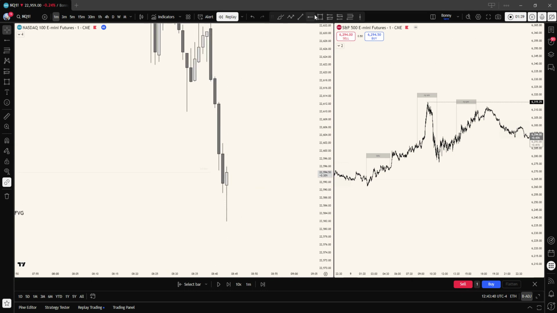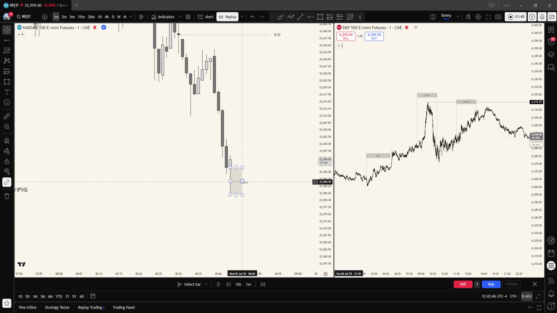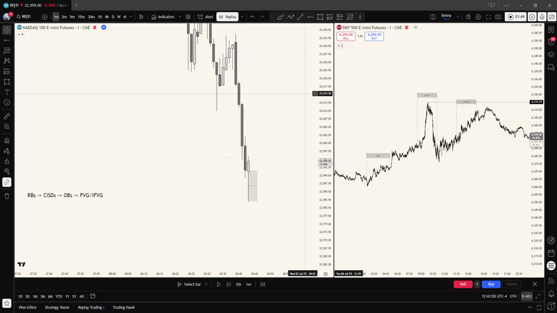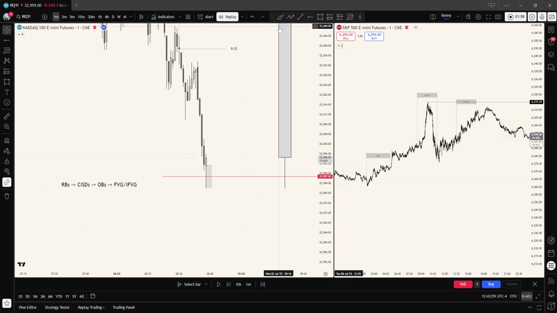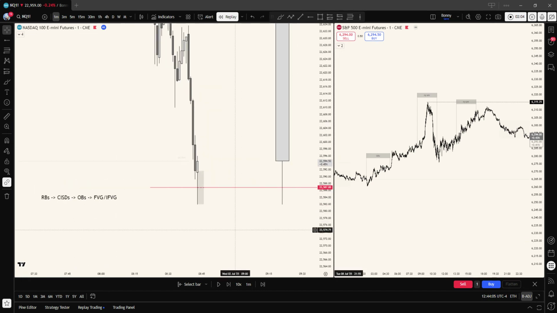This is the rejection block right here, okay? This is the actual rejection wick that it left, right? With around a 10-point wick. So normally you would put your limits at the CE. Now, in some cases, and you'll see it's in this case as well, the rejection is so strong that we won't even get a retrace back to the RB. And that is when you would take these other entry triggers if you wanted to chase the move.